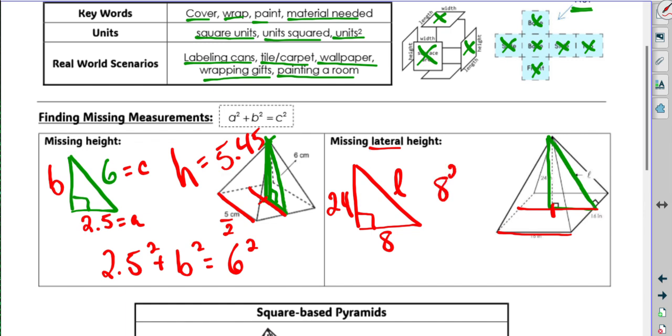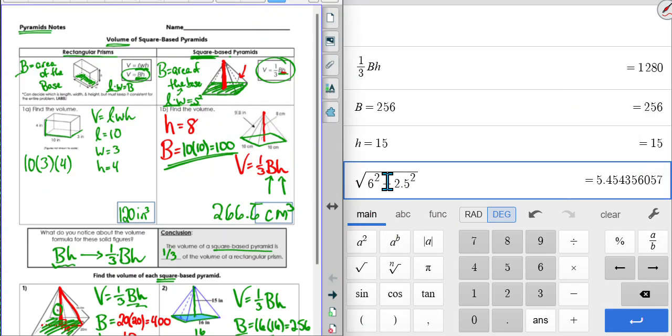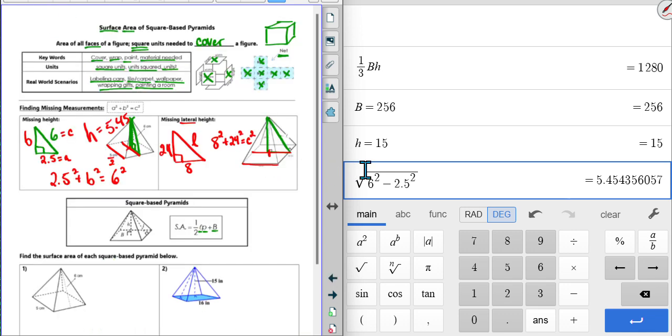Now I can substitute my numbers in, A squared and B squared, and I don't know my C yet, so I'm going to leave that by itself. So it's a little bit different from the last two, where we're subtracting. On this one, we're actually going to add. We have the A, we have the B.